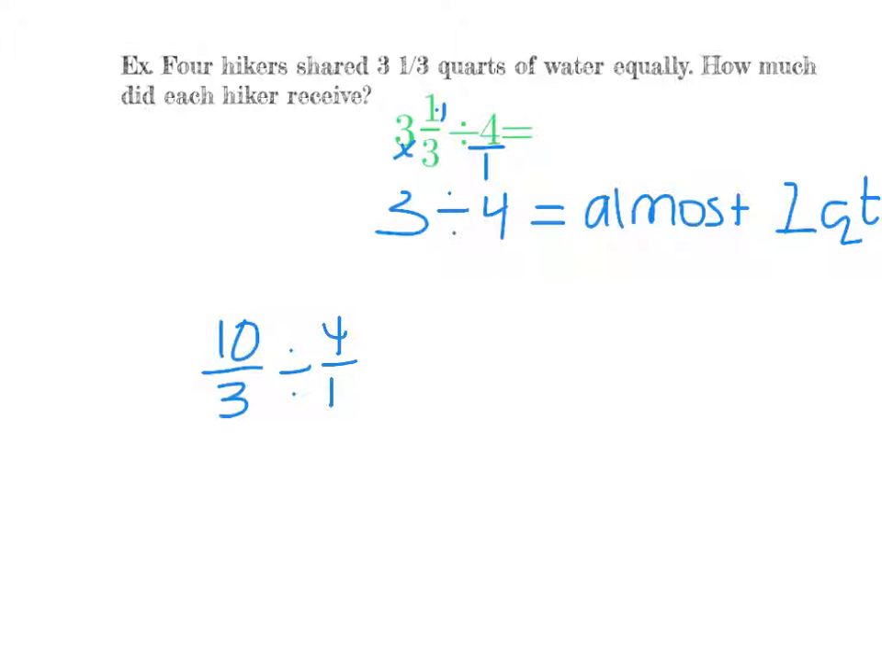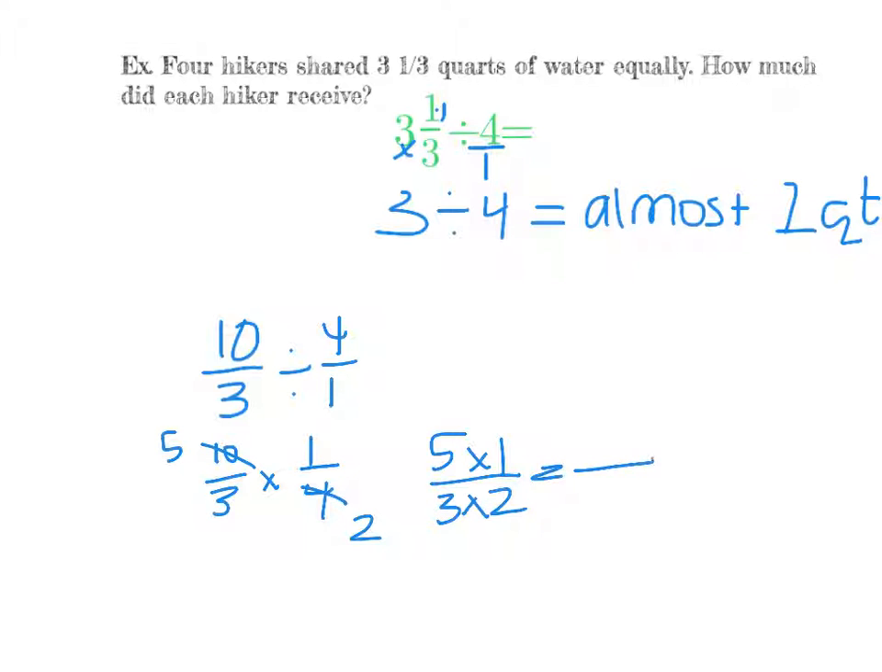Next, I'm going to do keep, switch, flip. 10/3 times 1 over 4. Now I'm going to simplify the shared factor of 2. Then I multiply across. Now I'm starting to combine my steps because I thought you guys were getting pretty good at it. Actually, I don't know because I can't see you, but I figured you would be.